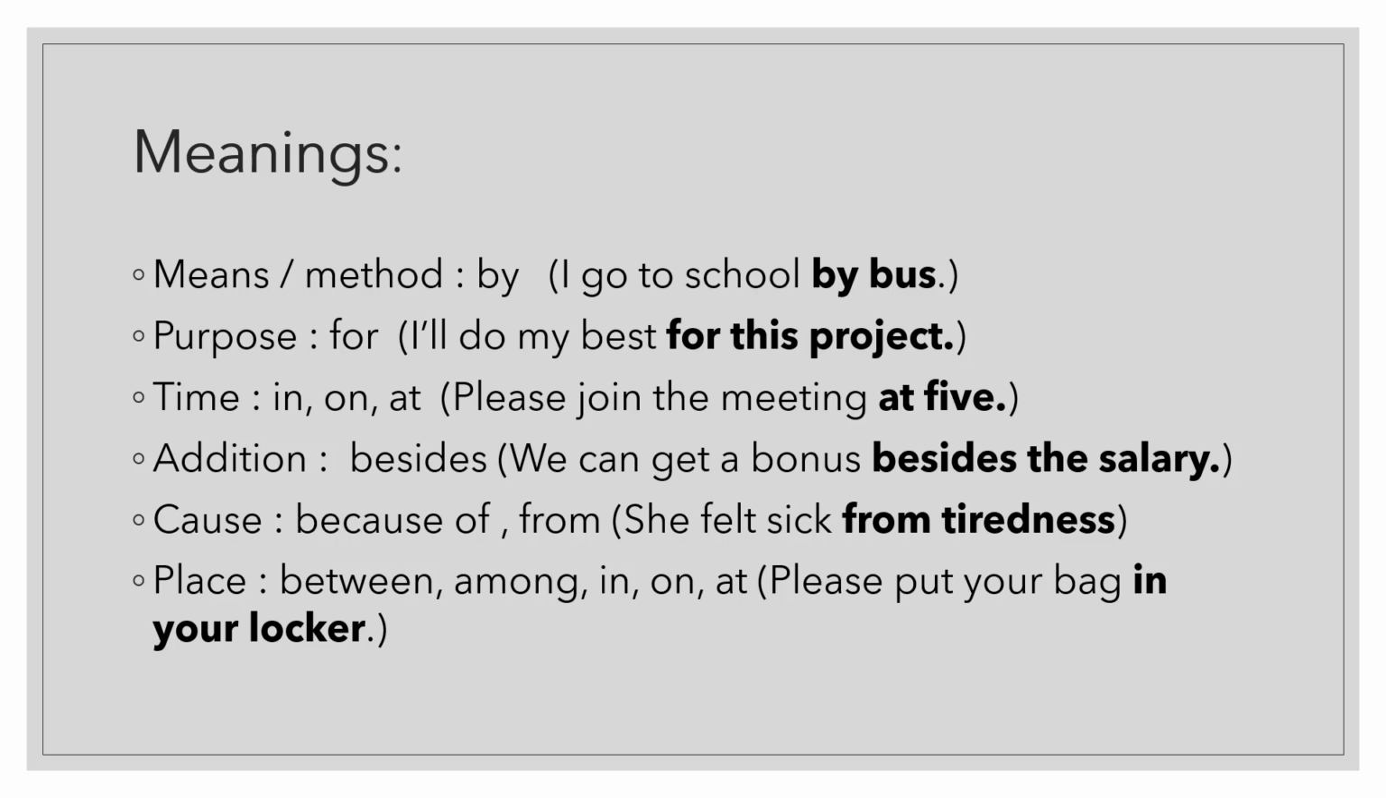The next is cause. For example, because of and from. For example, she felt sick from tiredness. So from tiredness shows the cause why she felt sick. And the last one is place. For example, between, among, in, on, or at. Please put your bag in your locker. In your locker shows the place where you must put your bag.